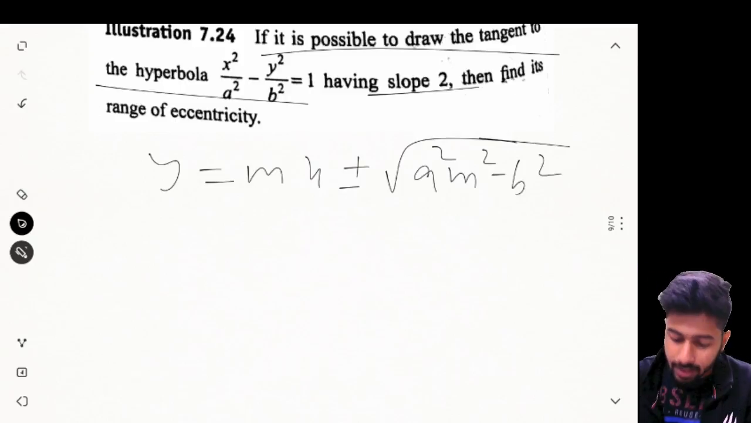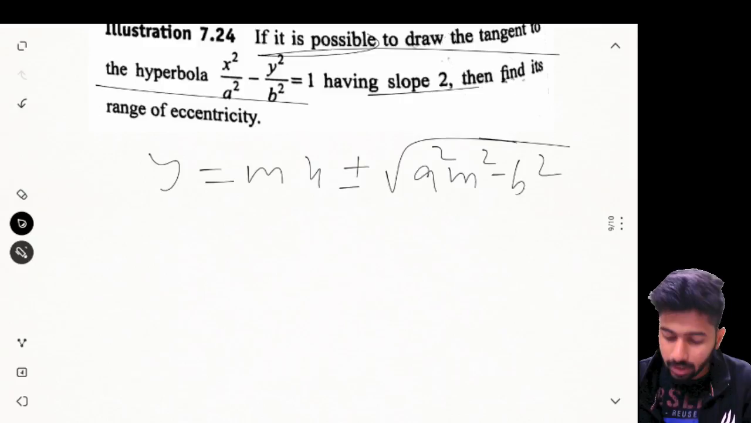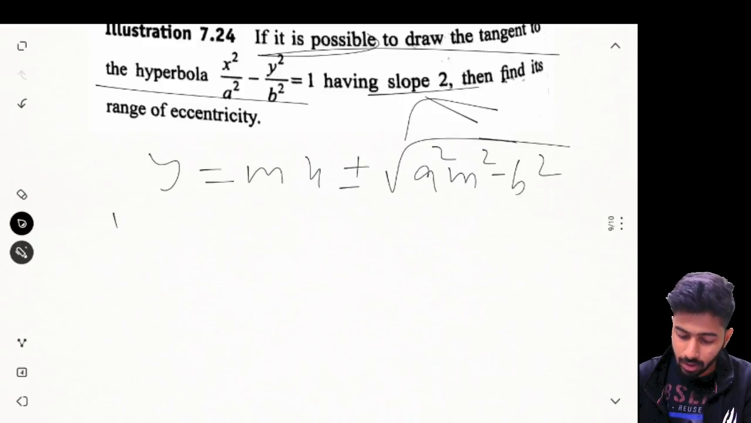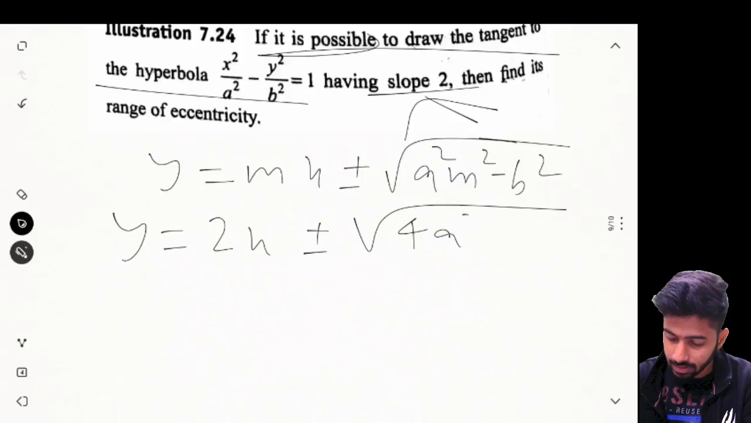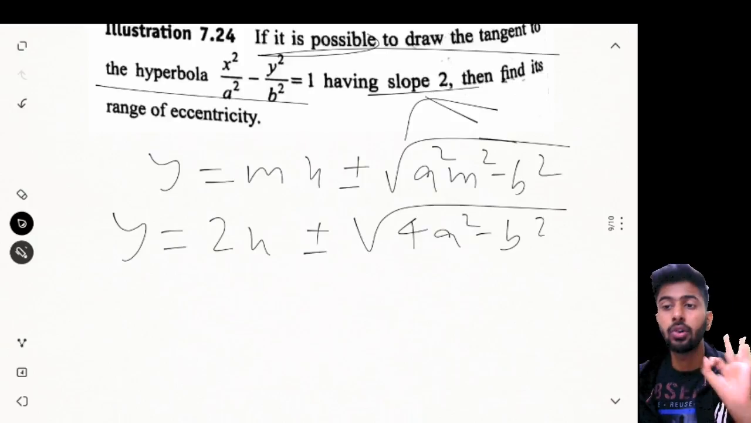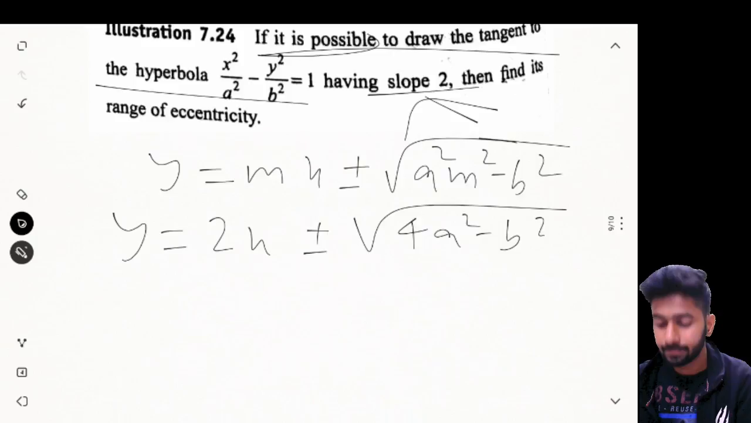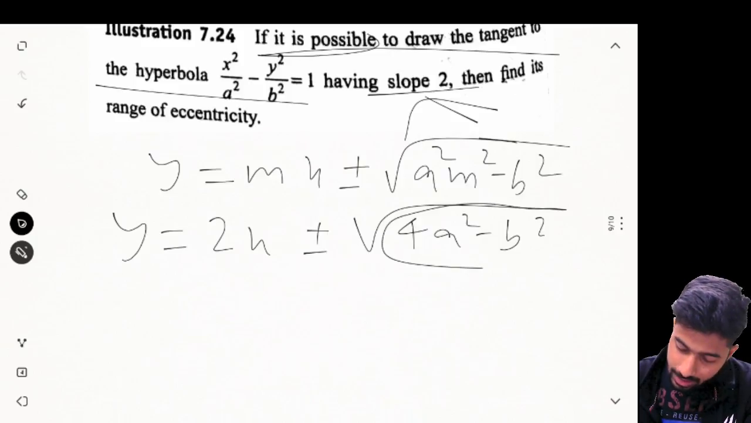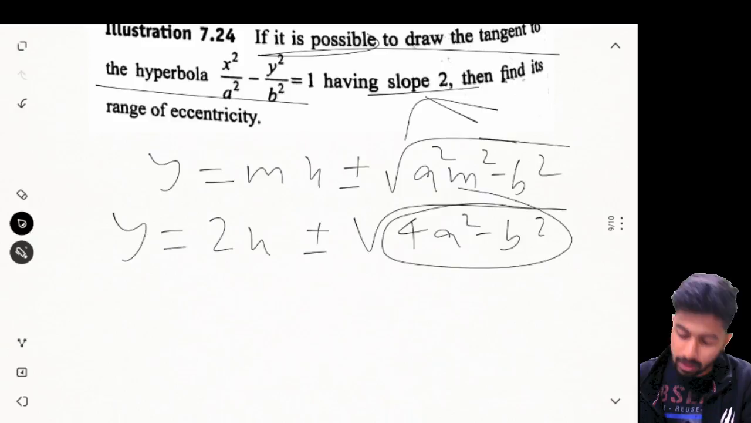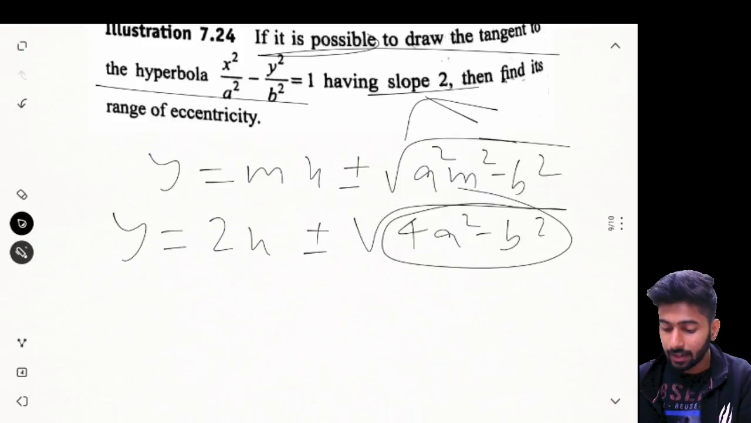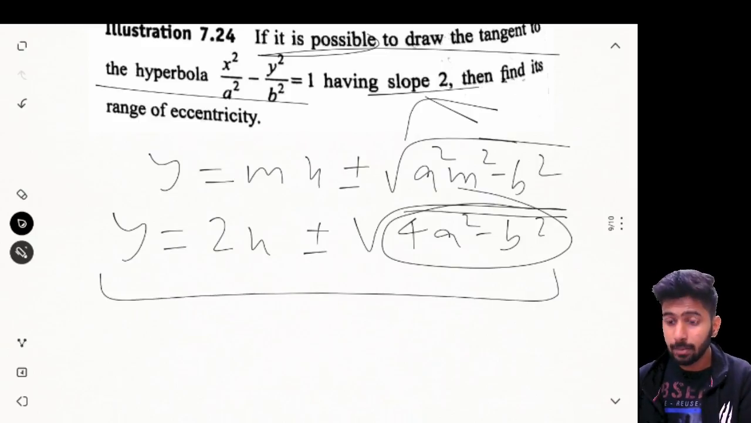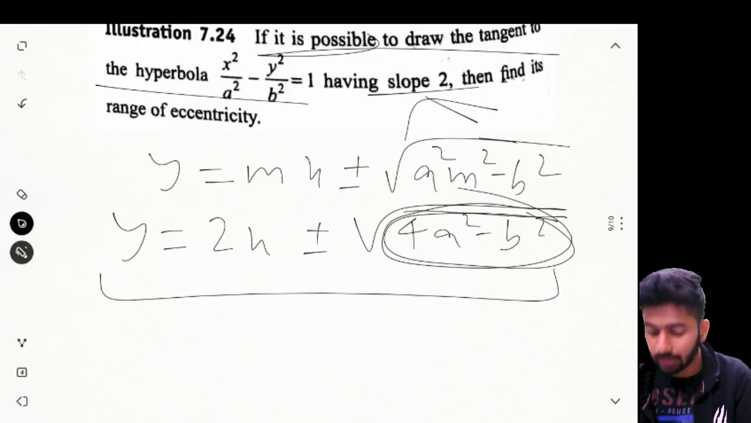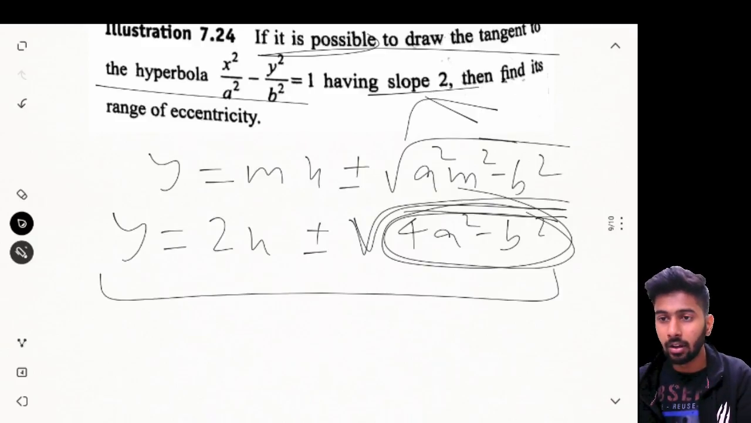So what do you mean by if it is possible to draw a tangent? First, what we know is the tangent has to have slope 2. So m has to be 2. So you have 4a square minus b square. When do I say it is not possible to draw a tangent to this curve? That is when the quantity under the root becomes negative. Until then, everything else is fine. If it is not negative, you will always have a tangent. The only case where it will not be a tangent to the curve is when this quantity becomes negative. Then this under root negative thing will not be defined at all.